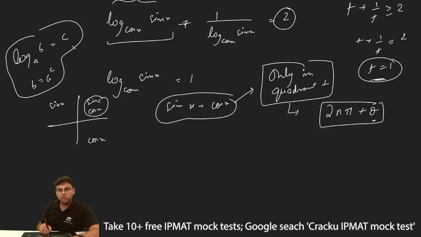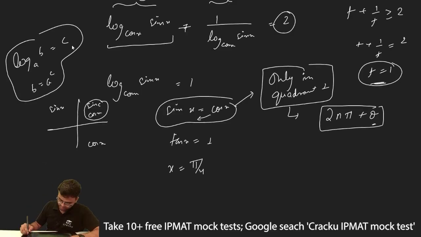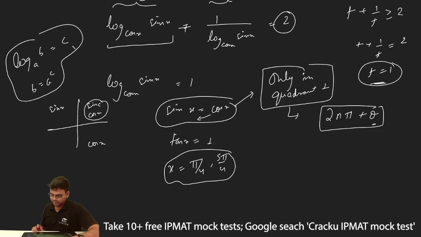Now sin x is equal to cos x. This means sin x divided by cos x, which is tan x, should be equal to 1. If I bring this cos x to the left hand side denominator, it will be tan x is equal to 1. And tan x is equal to 1 only when x is equal to pi by 4. It can be 5 pi by 4 as well, so x is equal to pi by 4 or 5 pi by 4.